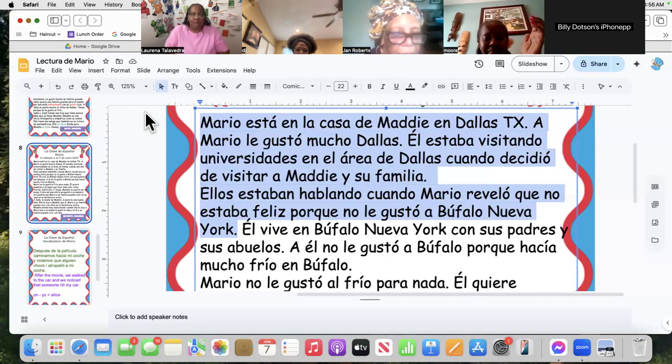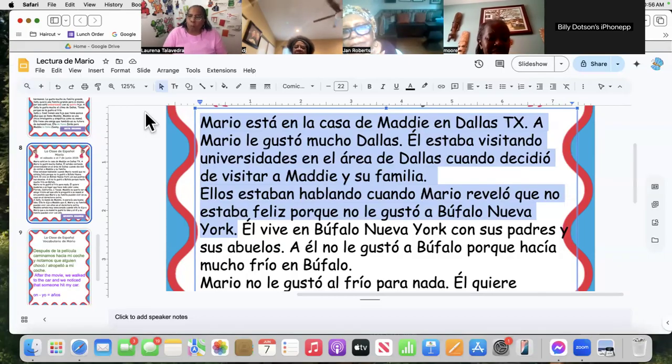Hold it. Le gustó. Liked. Is that because of what makes it past tense? You tell me what makes it present tense. Is it the little mark over the O? It's the O with the accent because likes is an A on the end. Okay. Mario liked Dallas a lot.